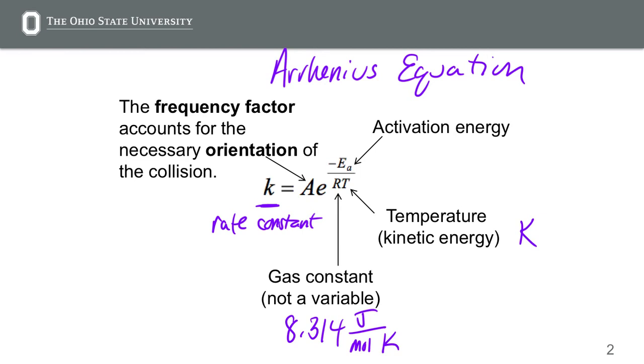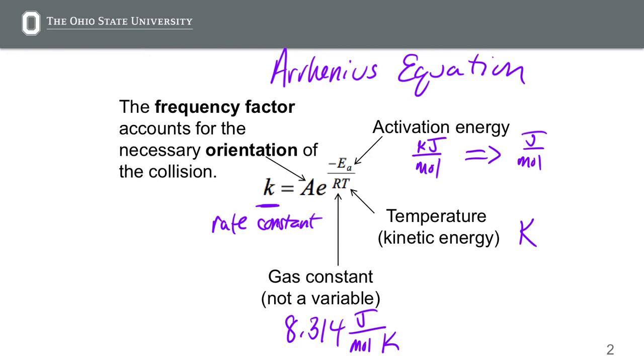Activation energy you often will see in kilojoules per mole. But you'll notice that our gas constant is in joules per mole. And so we have to be careful here to make sure that we're getting our units the same. So it's a good idea to maybe switch your activation energy to joules per mole, or adjust the gas constant so that it's in kilojoules per mole Kelvin. Either way, units have to be the same. Okay? That's something to pay attention to.